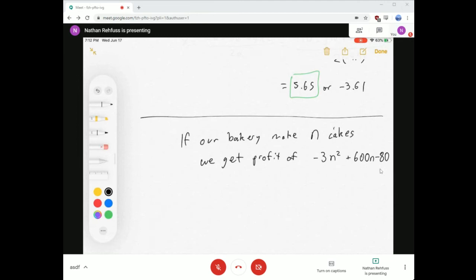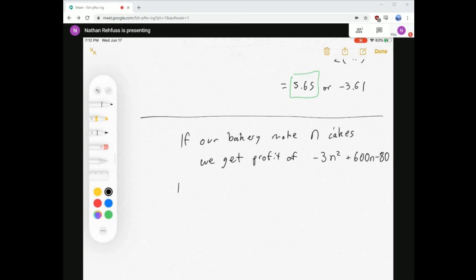Sure, why not? Let's say that this is in cents. How about that? Doesn't make sense if this is dollars. So it costs us 80 cents to open for the day. We make $6 every time we sell a cake. But then the more cakes you flood the market with, the less you're going to be able to sell them for. So if you have a whole bunch of cakes, this negative quadratic term brings the price down over time. So our profit curve is going to look something like this.